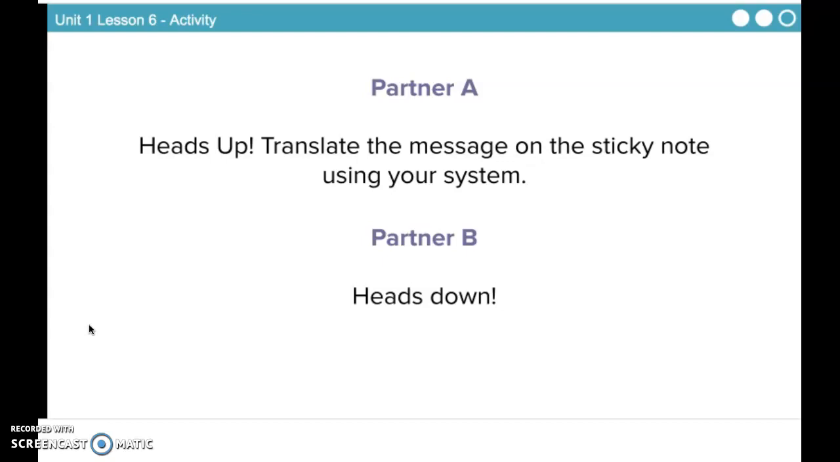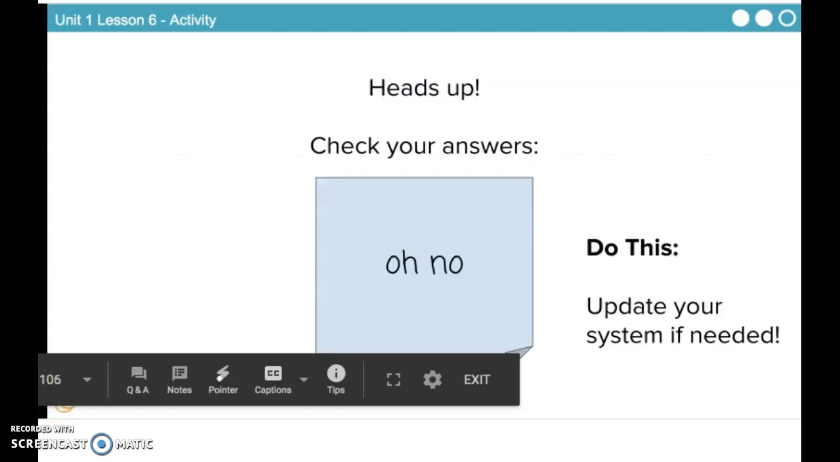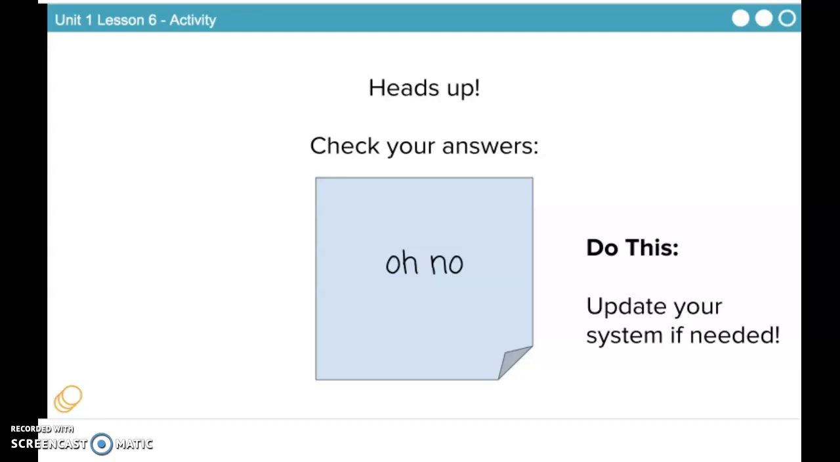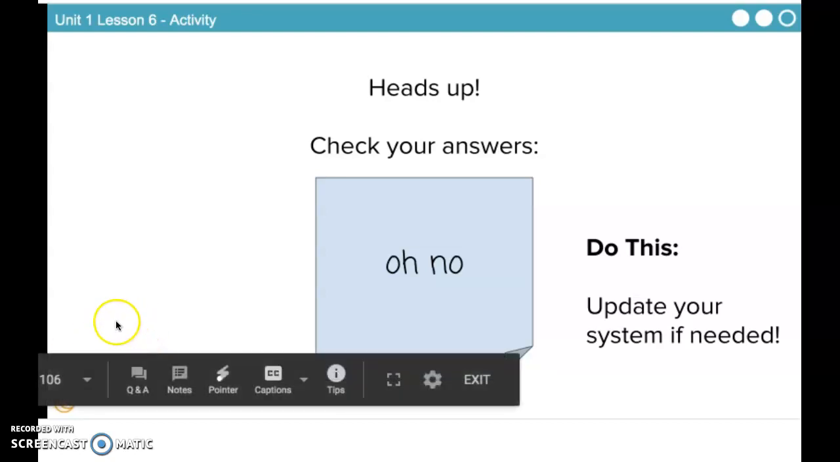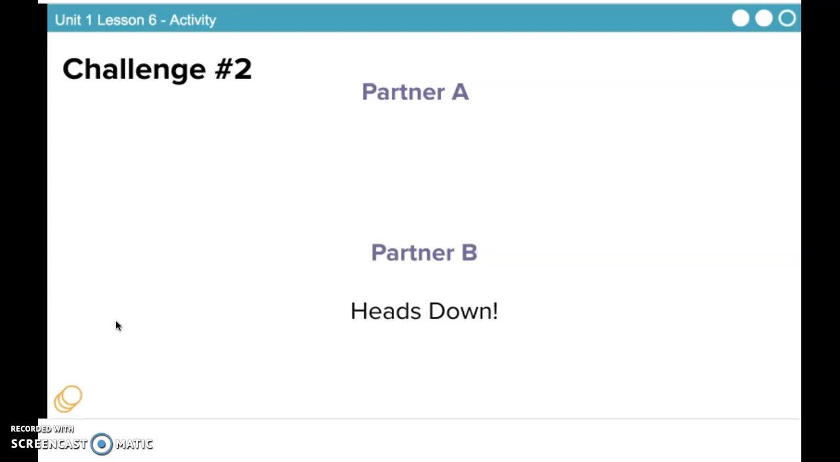And now partner B is going to put their head down. So take a moment to do this. And now, heads up, check your answer. This is your first answer. And if it didn't work out and you didn't guess this, then you need to update your system. All right, moving right along. Now, challenge 2. Partner B, put your head down. Partner A, make sure partner B has put their head down.